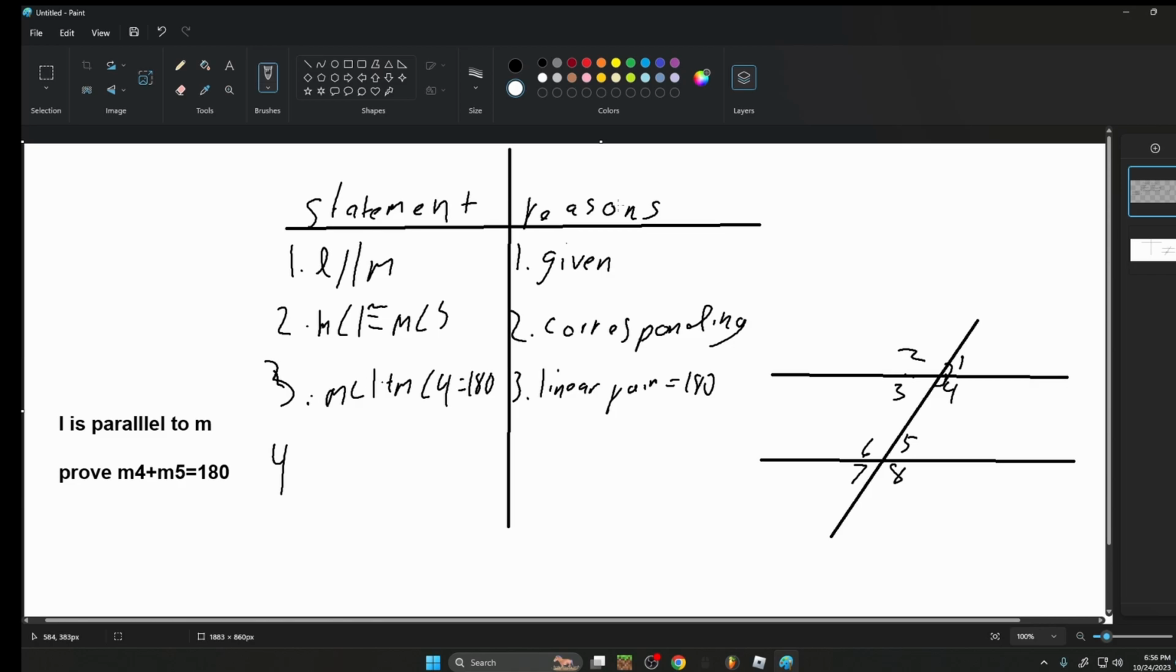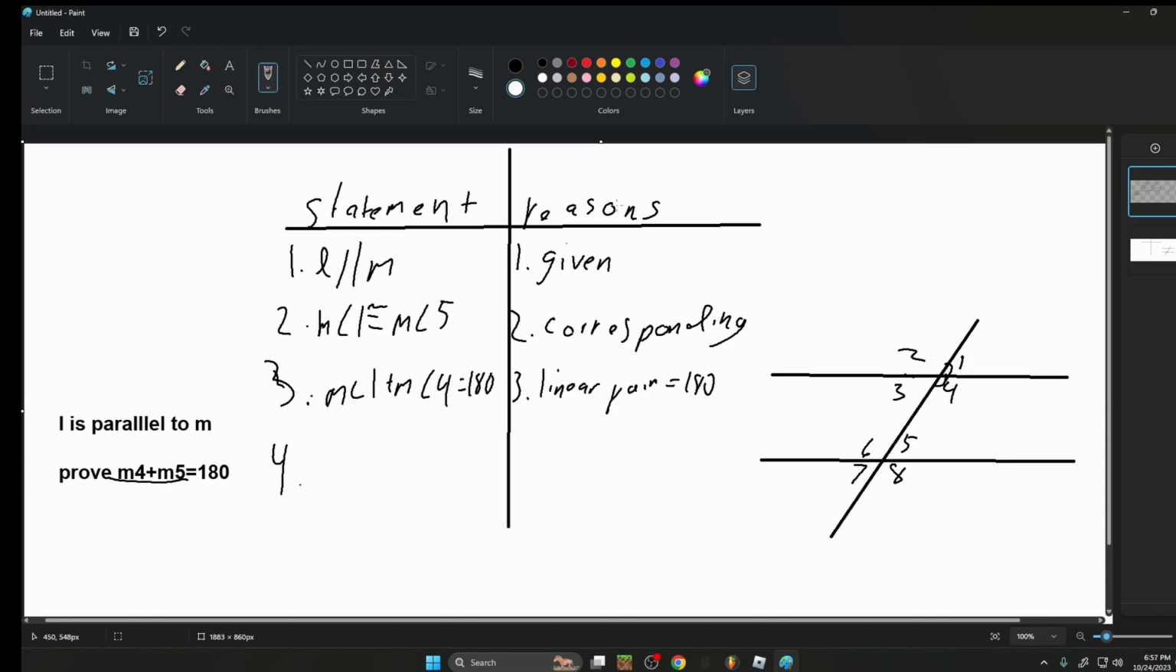How does that matter if we're trying to prove that m angle 4 and m angle 5 equal 180? But you see here, it's not m angle 1. M angle 1 is congruent or equal to m angle 5.